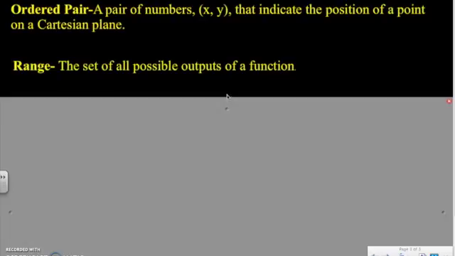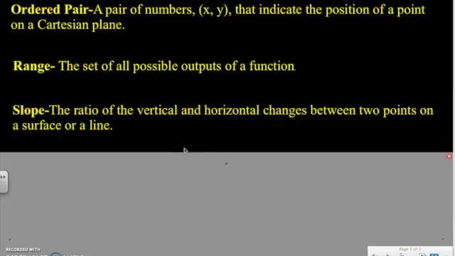Alright, the range is the set of all possible outputs of a function. It's your y values. So going back and reviewing the vocabulary, domain x values, range y values. Domain x values, range y values. Again, range will be very important when we get to Unit 2C.